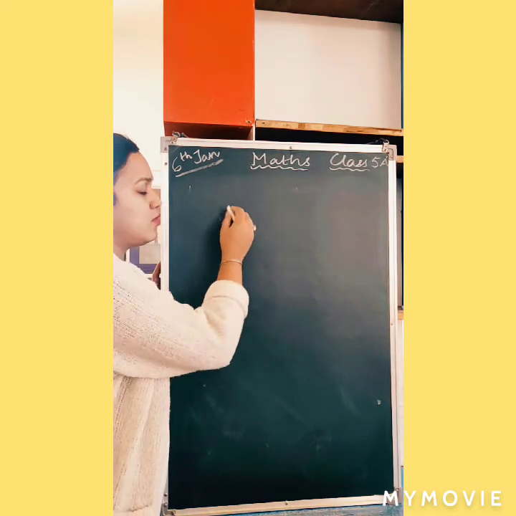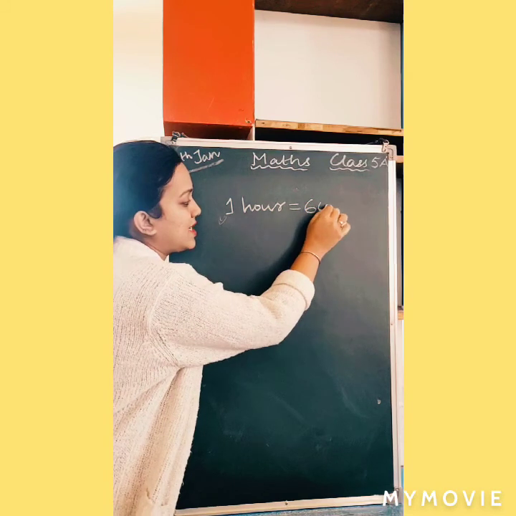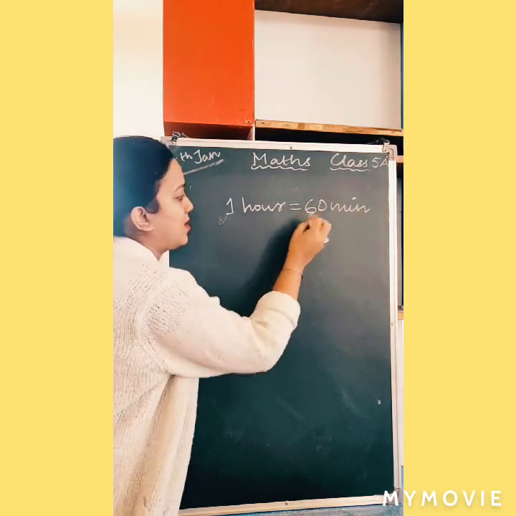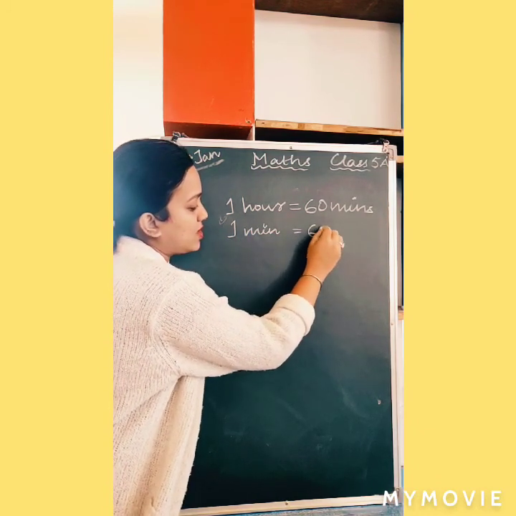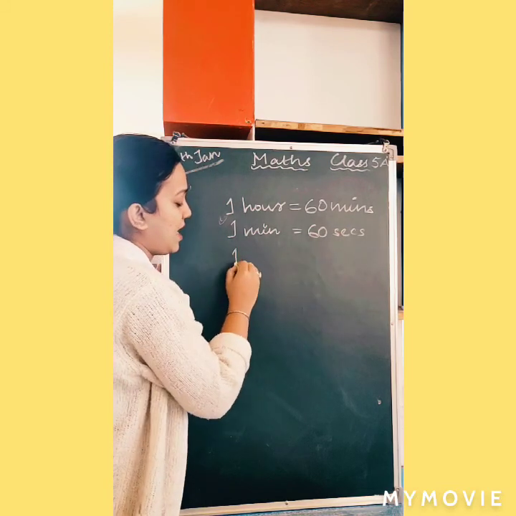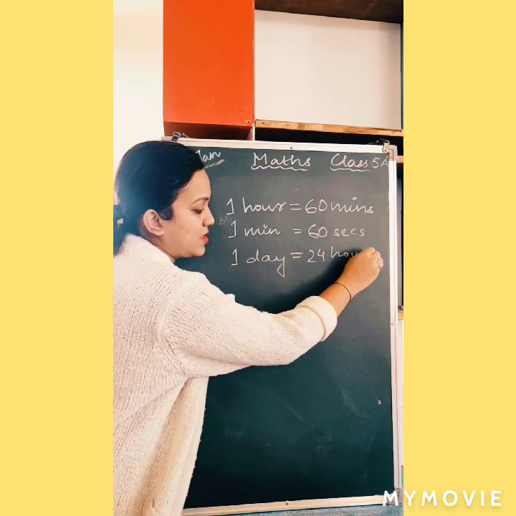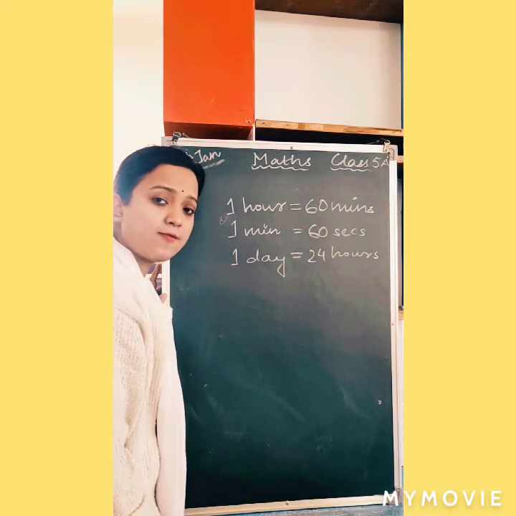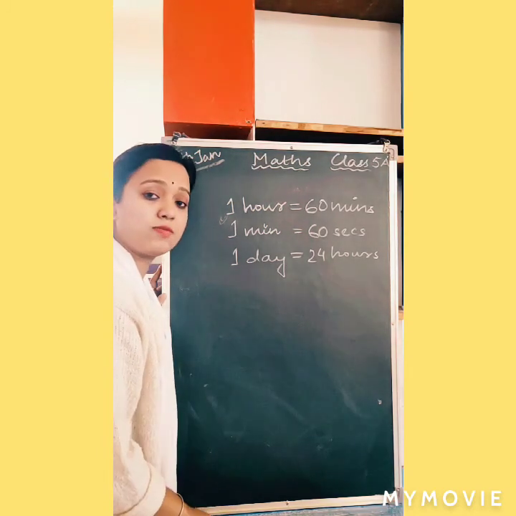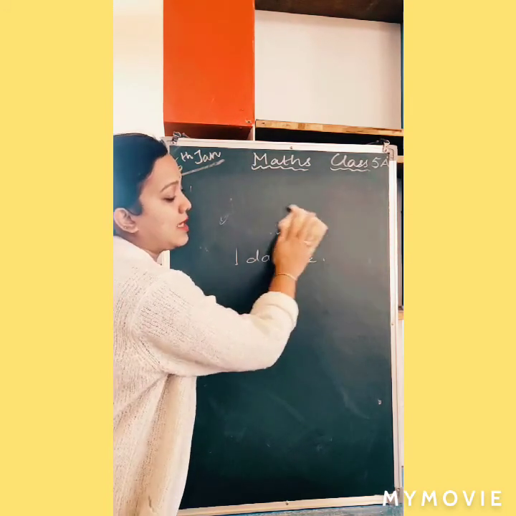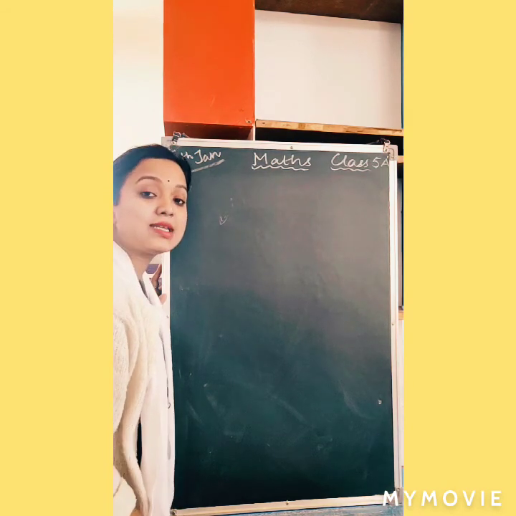You all know the simple formulas: 1 hour is equal to 60 minutes, 1 minute is equal to 60 seconds, and 1 day is equal to 24 hours. Correct? These three are the basic formulas of this chapter. We can find many more formulas from these three formulas itself. Okay. Now, keeping these three formulas in mind, we are going to add time.